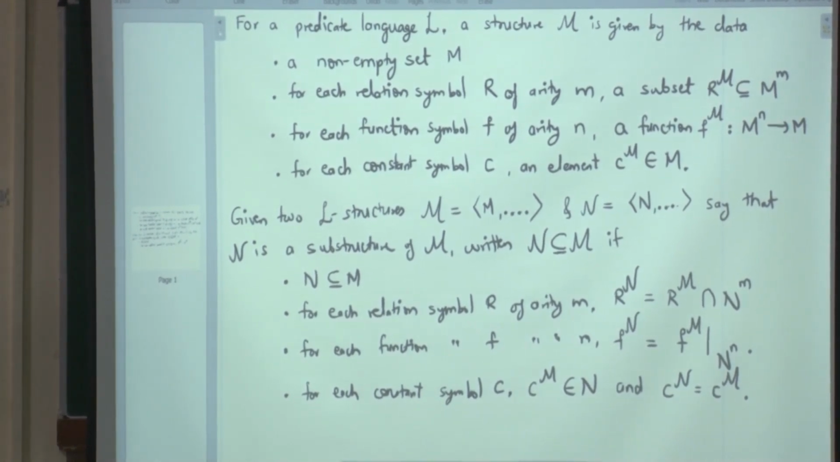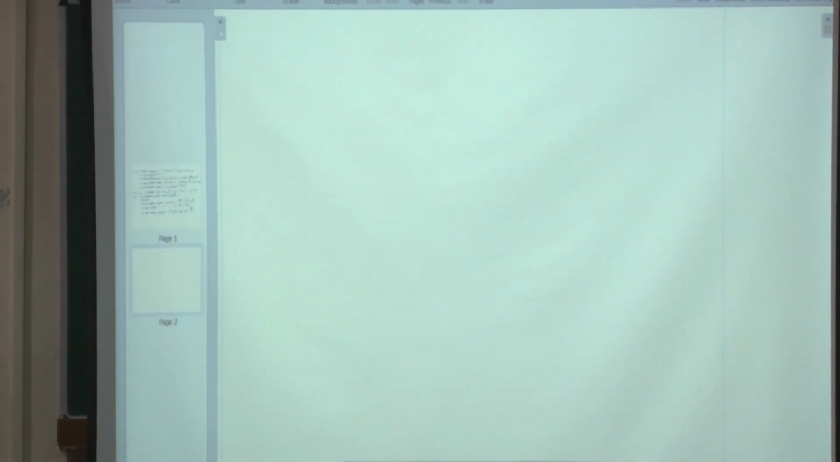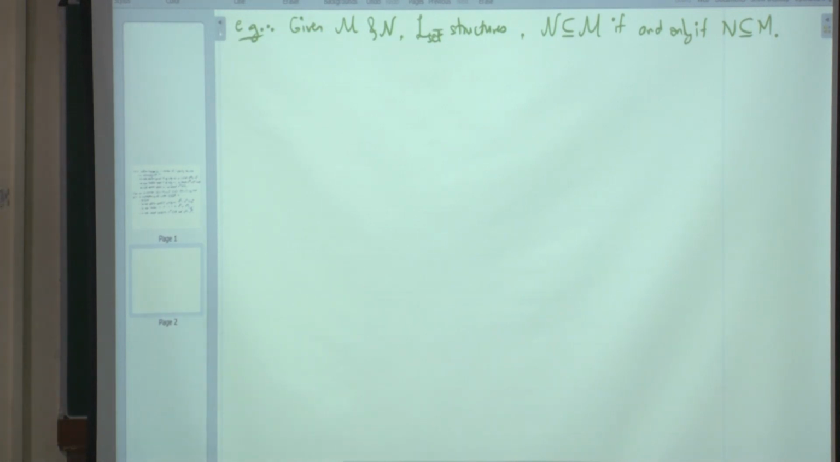Okay, any questions about this? So, now tell me, for example, given M and N L-set structures, N is a substructure of M if and only if what will happen? Correct. N is a subset of M because there is no relation symbol, no function symbol, no constant symbol. Okay, so that was example number 1.